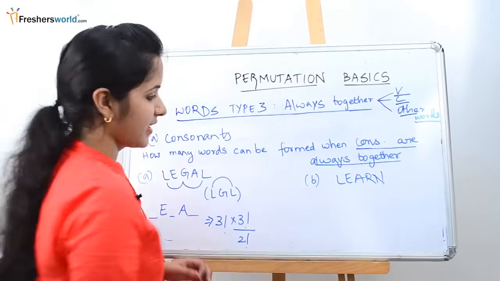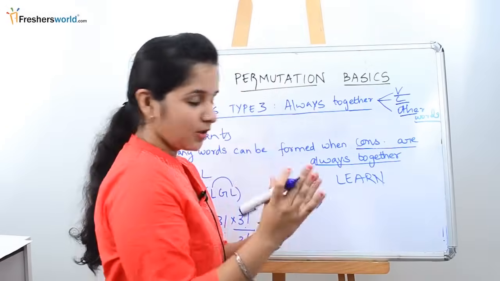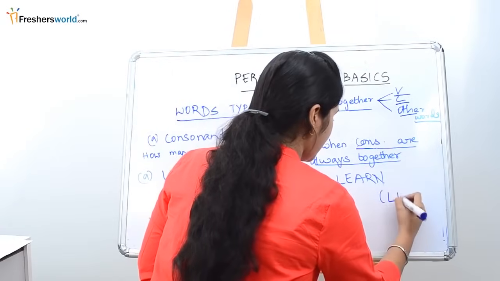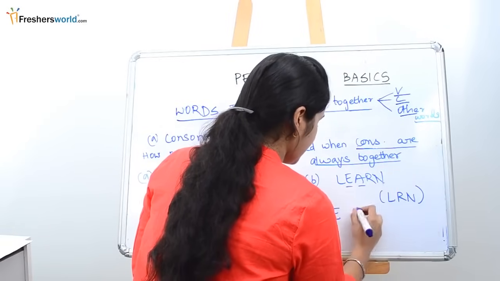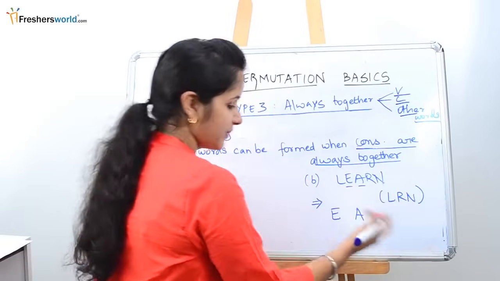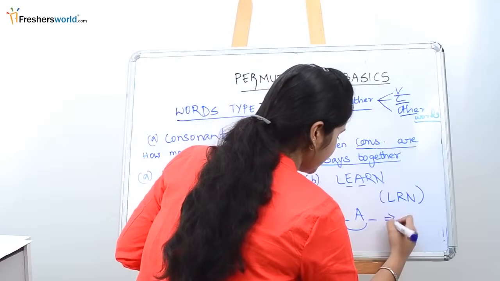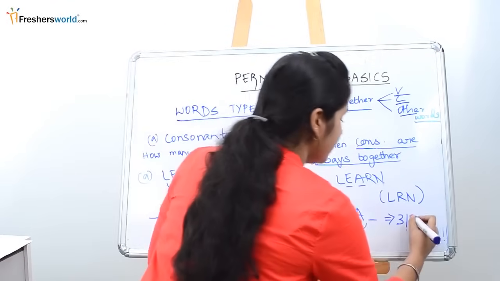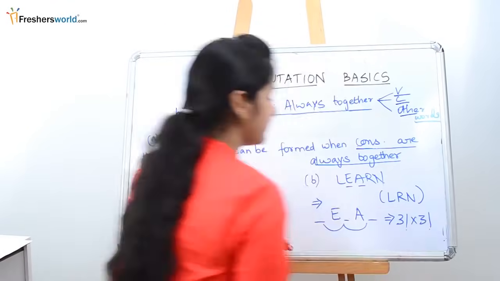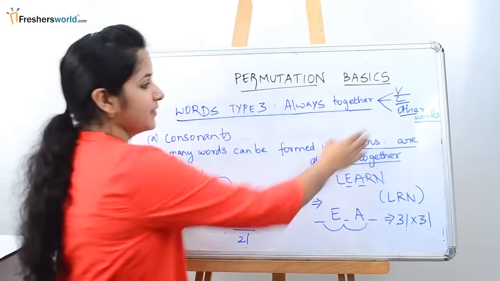Let's take another example. Let's take the word learn. What do we do here? We will club the consonants together. L, R, N. The remaining letters that we have are E and A. What are the places in which L, R, N can be placed? Either here, here, here. So we have 3 places, so we write it as 3 factorial. And how many ways can L, R, N be arranged? In 3 factorial ways.